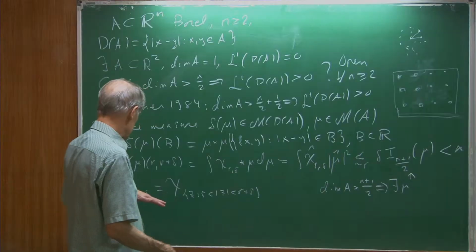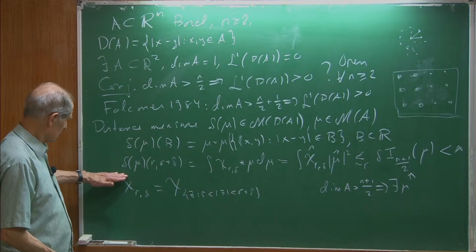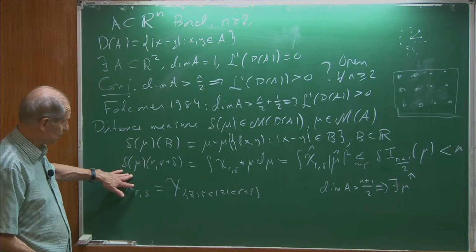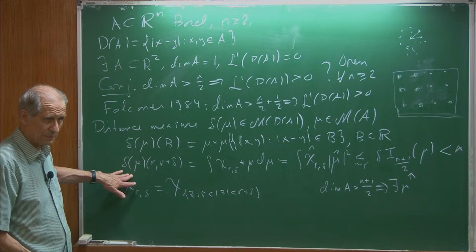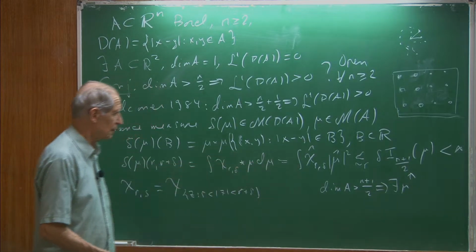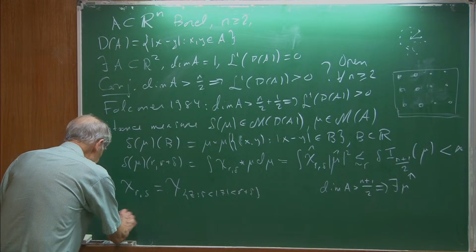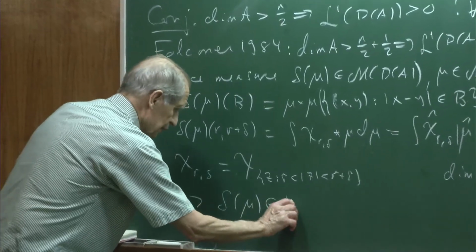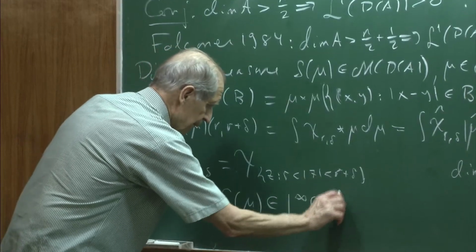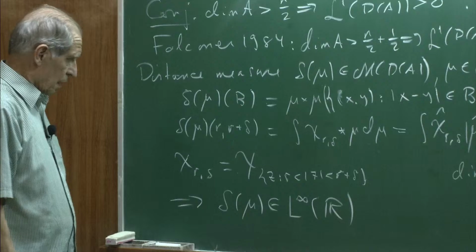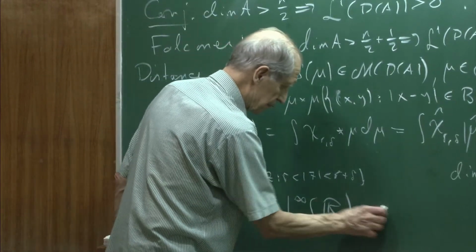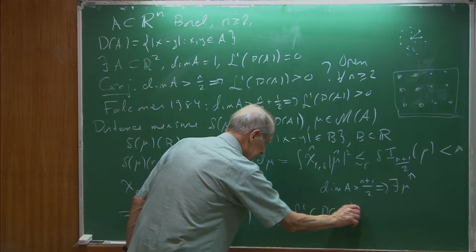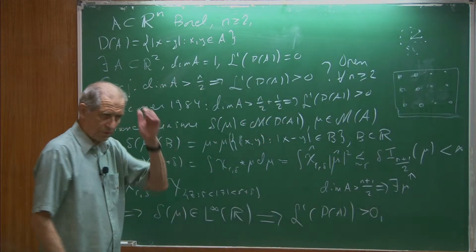I have this estimate, but this estimate now means, forgetting about the dependence on r, which is not important, that delta mu is absolutely continuous with bounded density. So clearly you can get from this that it's absolutely continuous, and it's even a bounded function. And therefore, the Lebesgue measure of the distance set is positive, since it supports a non-trivial absolutely continuous measure. So that's the proof of Falconer's theorem.